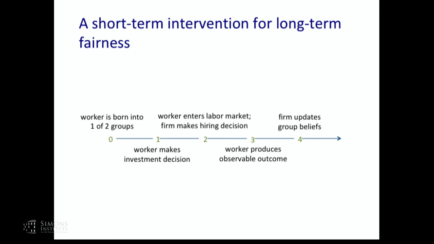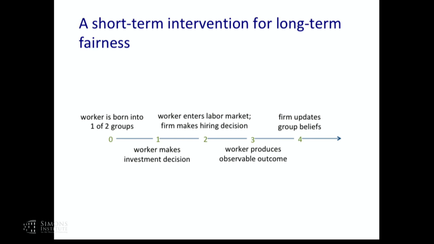So there are two groups of workers, and each worker is born into one of the two groups. And then workers make investment decisions about their human capital investment. And then they enter the labor market, and the firm makes a hiring decision, and the worker produces observable outcomes, and those observable outcomes contribute to a group reputation for that group. And the firms can make use of the group reputation and update it, and then we're back to the next generation of the workers. So that's one way of thinking about just a one-stage labor market in a dynamic setting.